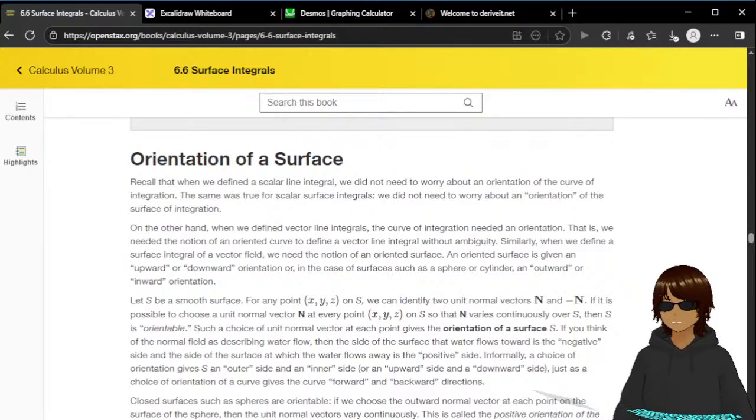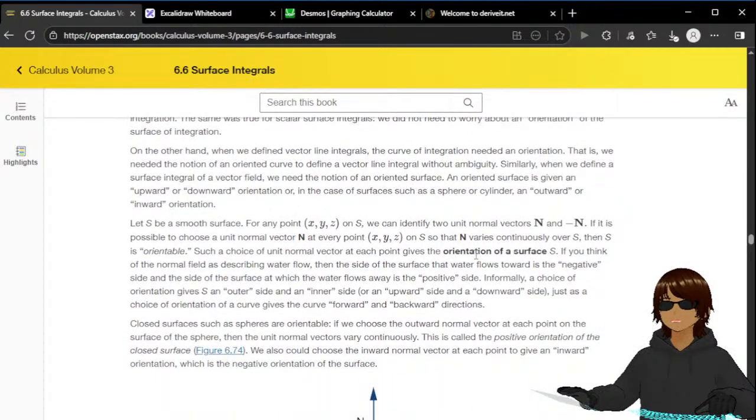Similarly, when we define a surface integral of a vector field, we need to define the notion of an oriented surface. An oriented surface is given as an upward or downward orientation, or in case of surfaces such as a sphere or cylinder, an outward or inward orientation. Let S be a smooth surface. For any point x, y, z on S, we can identify two unit normals, n and minus n. If it is possible to choose a unit normal vector n at every point on S so that n varies continuously over S, then S is orientable. Such a choice of unit normal vector at each point gives the orientation of a surface S.